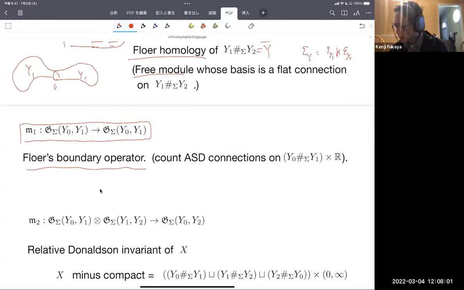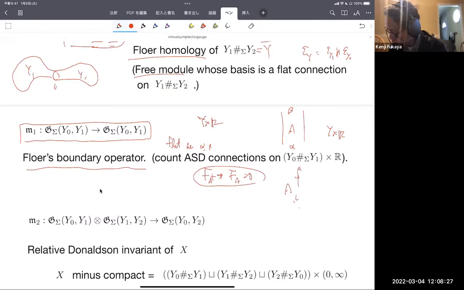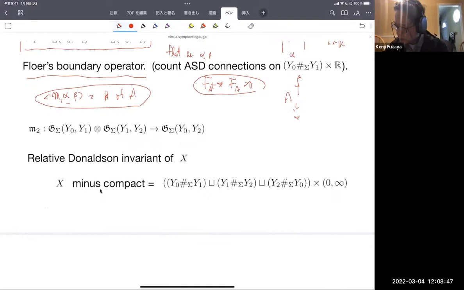So what was Floer's boundary operator? You have this Y cross R, and you have alpha, beta. Alpha, beta are flat connections. And you consider A, which is an ASD connection, and A is asymptotic to beta and asymptotic to alpha. And we consider the moduli space of such ASD connections, in the case where its virtual dimension is zero. And M1 of alpha, beta is the number of such A. So this is M1. And M2 is a so-called relative Donaldson invariant of a space X.